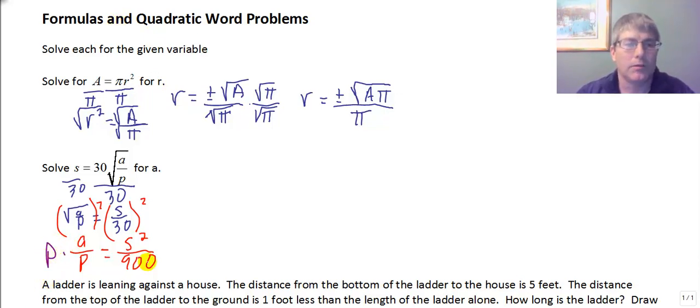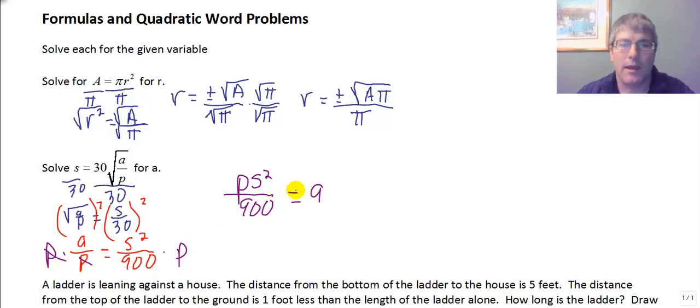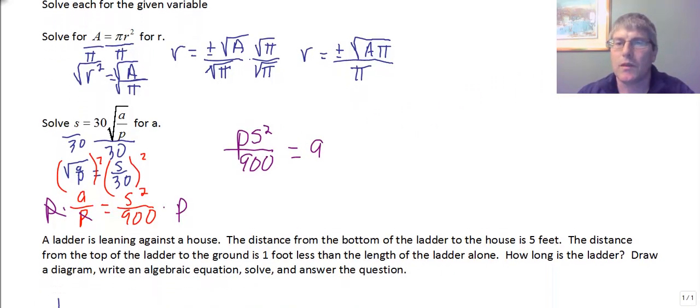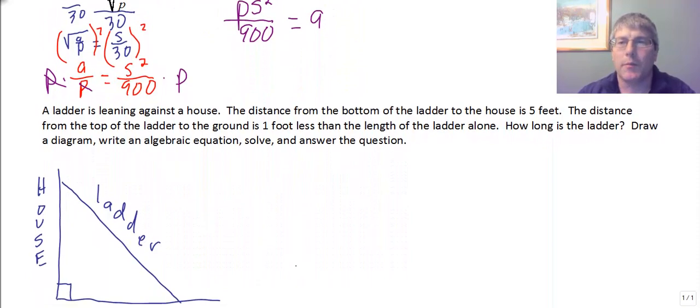So I multiply both sides by P. We end up with P times S squared all over 900 is equal to A. A equals PS squared over 900. Let's move on to some word problems.